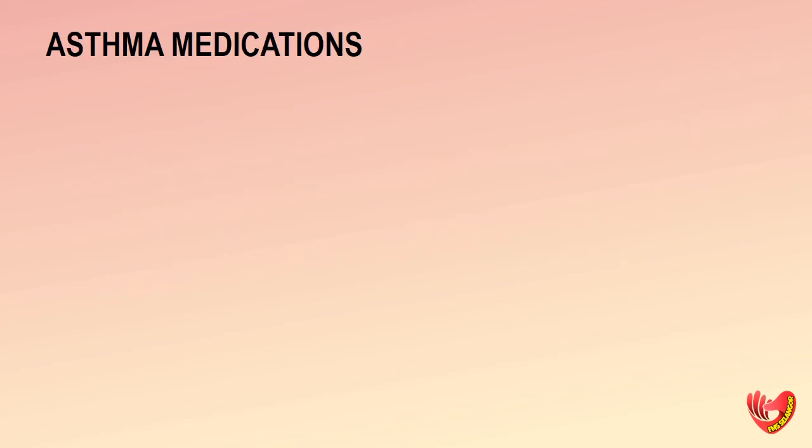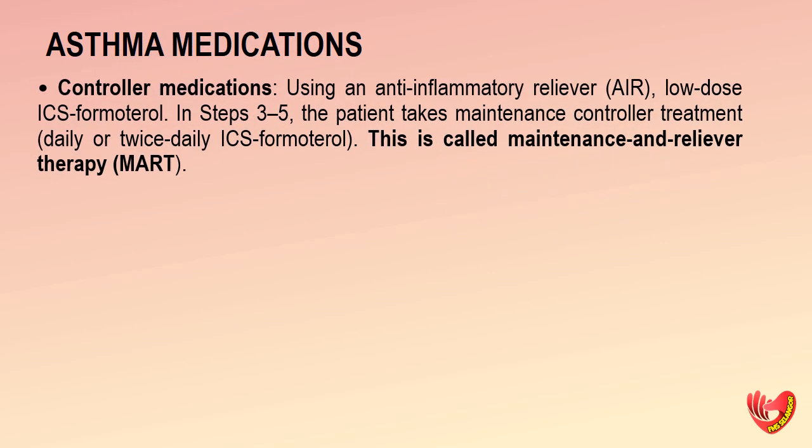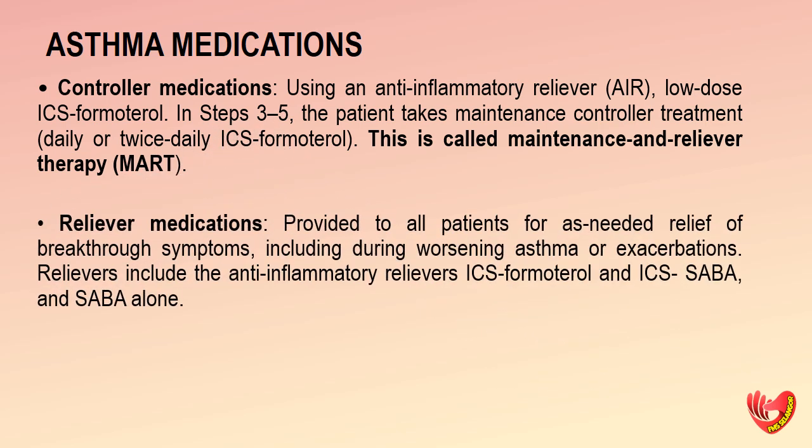The pharmacological treatment of asthma falls into the following main categories: controller, reliever medication, and add-on therapies. Controller medication using an anti-inflammatory reliever, low-dose ICS-formoterol. In steps 3 to 5, the patient takes maintenance controller treatment, daily or twice daily ICS-formoterol. This is called maintenance and reliever therapy, MART.